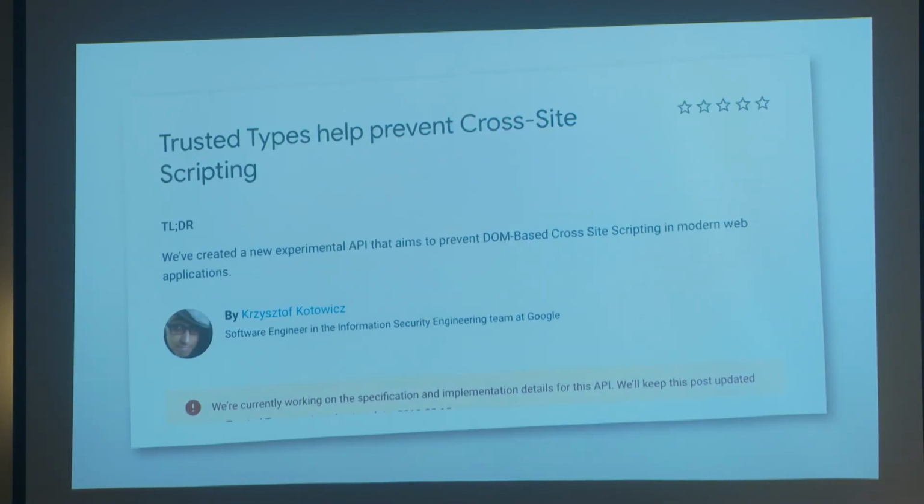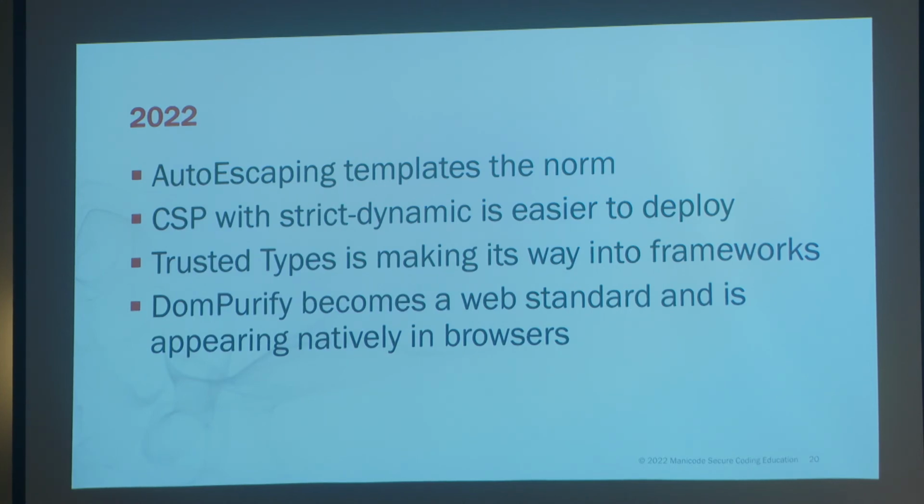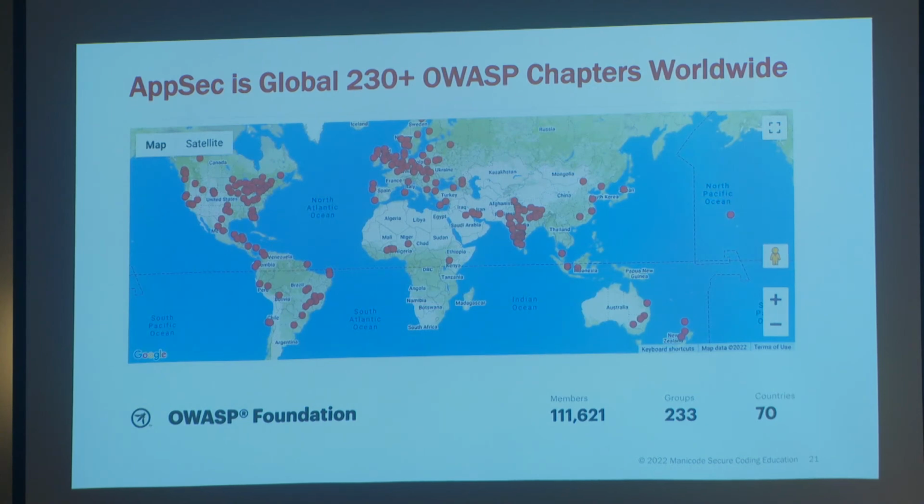Also, Trusted Types from Christoph is changing the world. We have DOMPurify, a focal point library in XSS defense, becoming a W3C standard. It's so critical. AppSec is now global. We have 230 chapters around the world where geeks and nerds like us get together and talk about how they can make the world a more secure place. And the work we do matters.